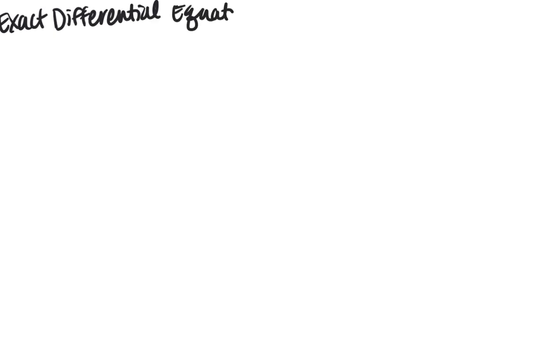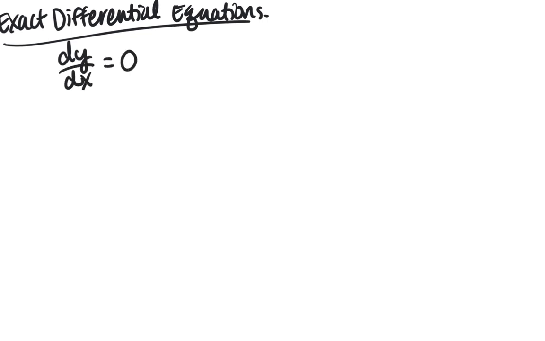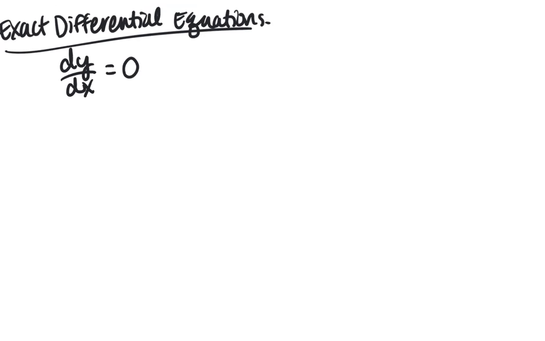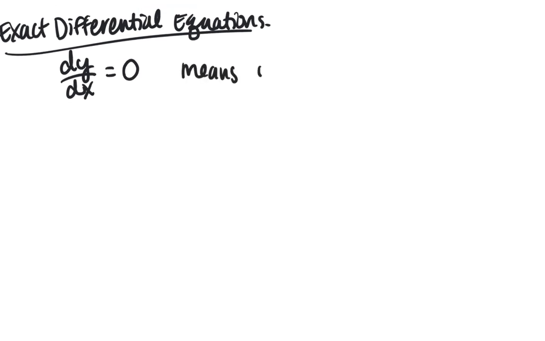All right, we're going to be talking about exact differential equations. Okay, so here's kind of an idea from Calculus 1. If you know that the derivative of y with respect to x is equal to 0, what does that mean? If the derivative is 0, that means that y is equal to some constant.